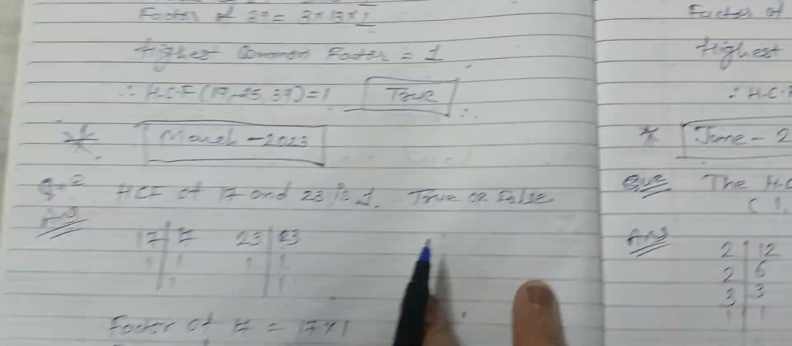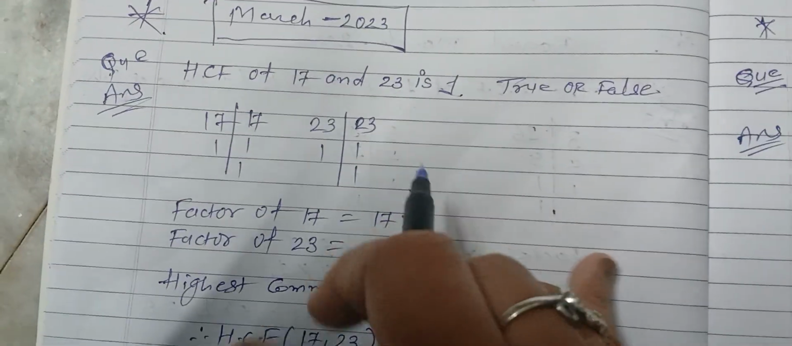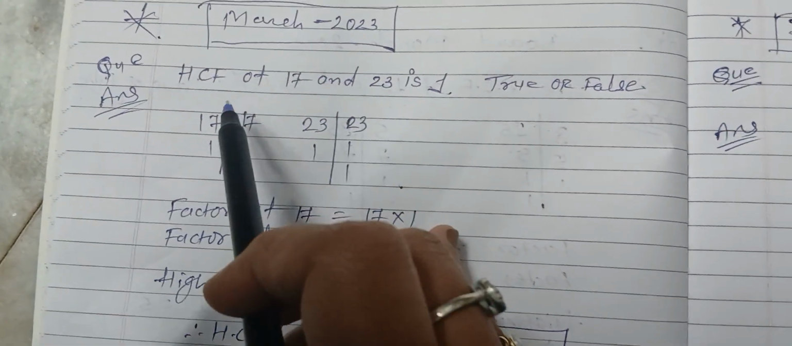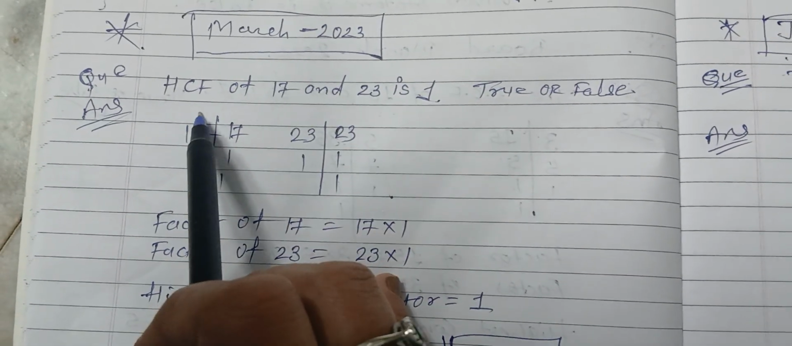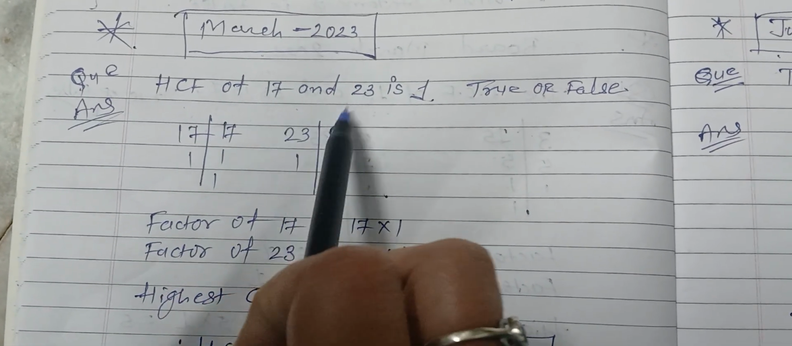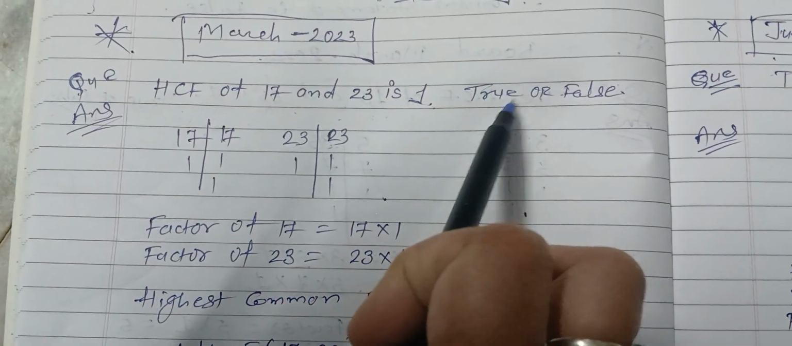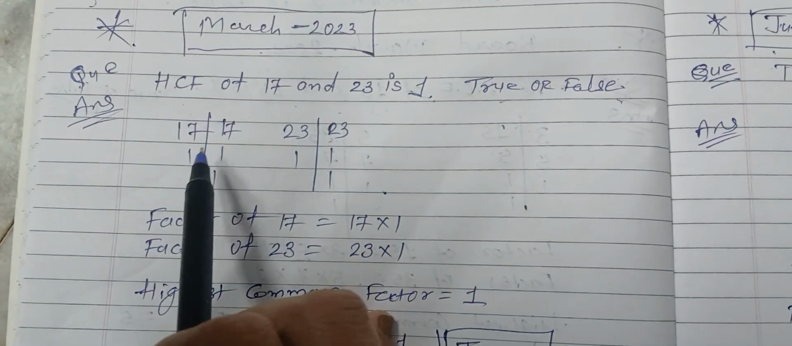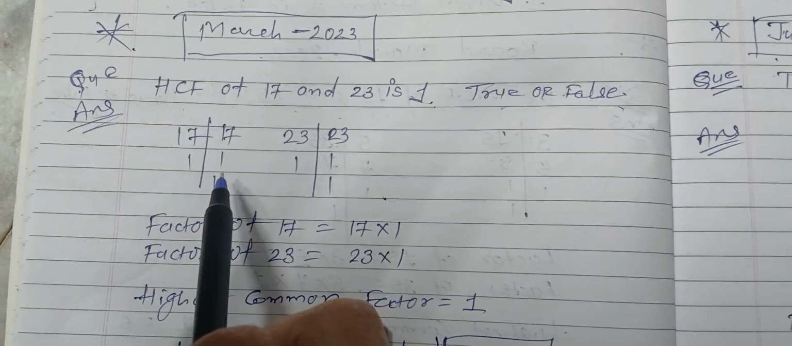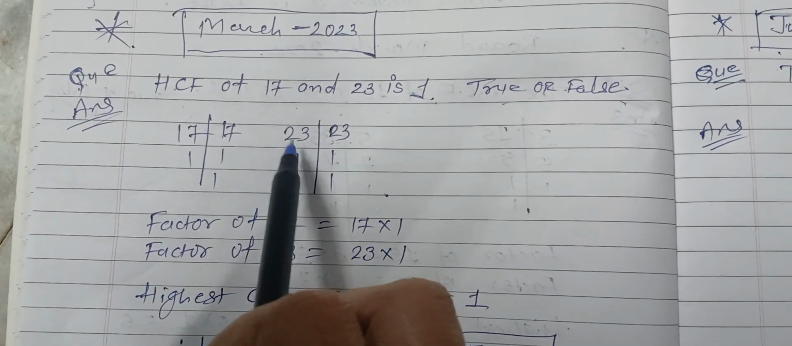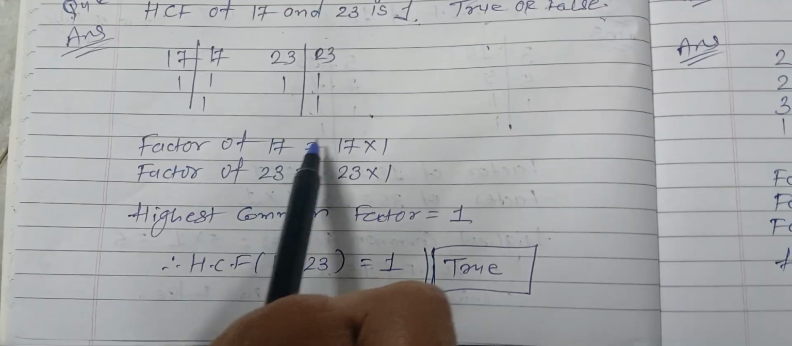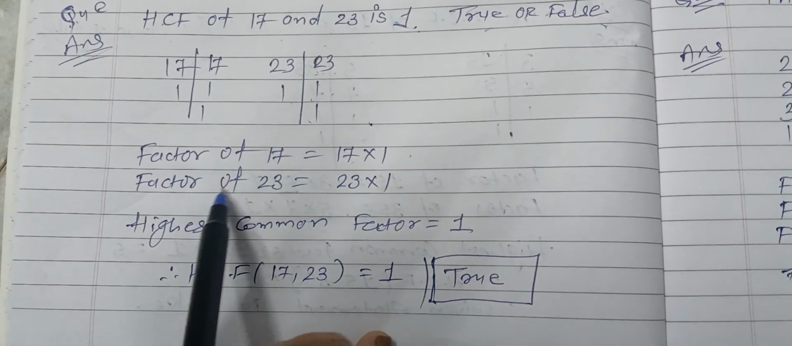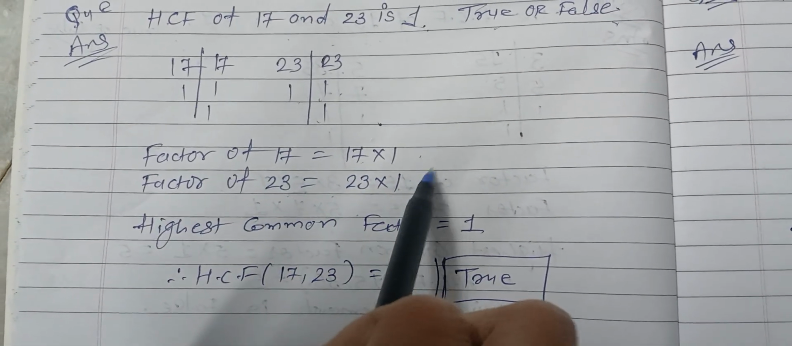Now again we will see the same HCF questions for March 2023. The example is: HCF of 17 and 23 is 1. Whether it's true or false. So 17 ones are 17, 23 ones are 23, 1 ones are 1. So the factor of 17 is 17 into 1. The factor of 23 is 23 into 1.